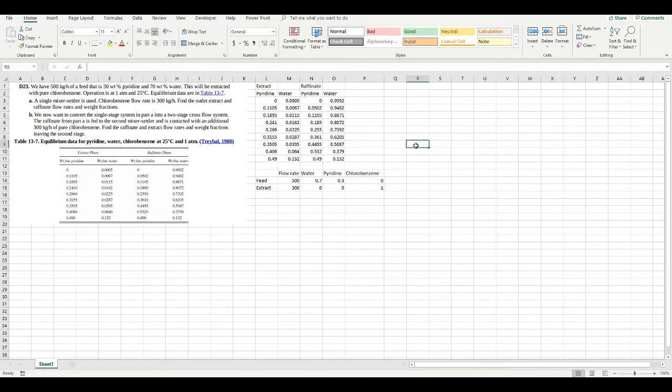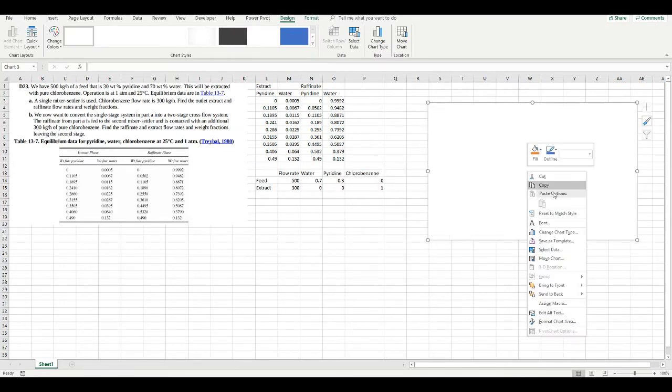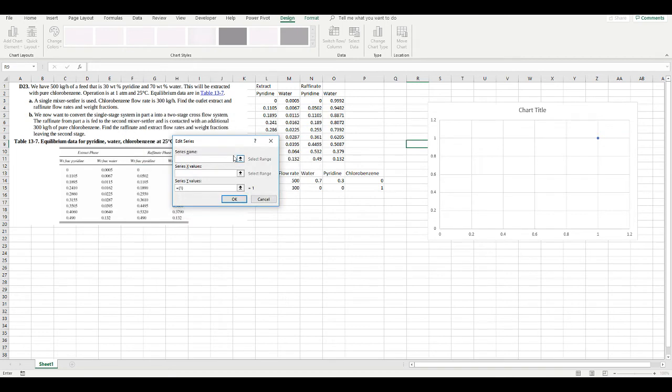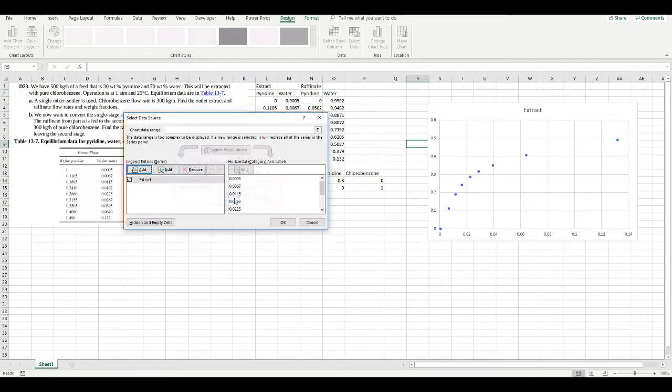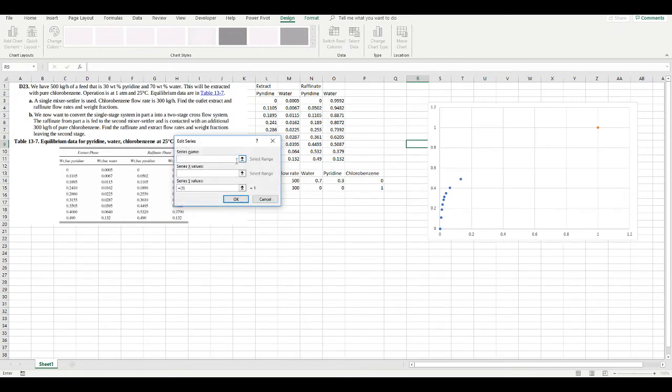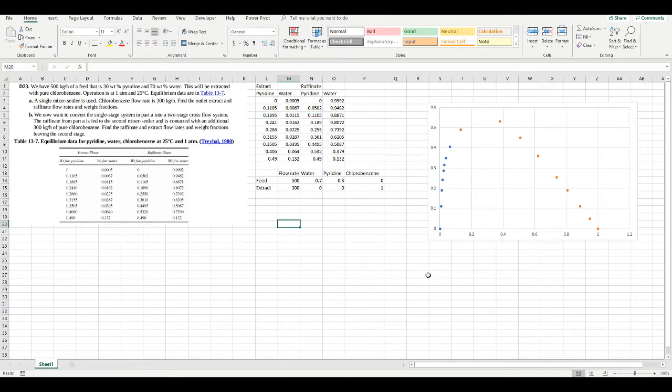So we're going to start by creating a scatter plot, and then when we select the data, we're going to add first a series for the extract, and then the x-axis is going to be water, and the y-axis is going to be pyridine, like so. And then the second series is going to be the raffinate. The x-axis is going to be water once again, and the y-axis is going to be pyridine. And so, as you can see, we get this nice phase envelope here.